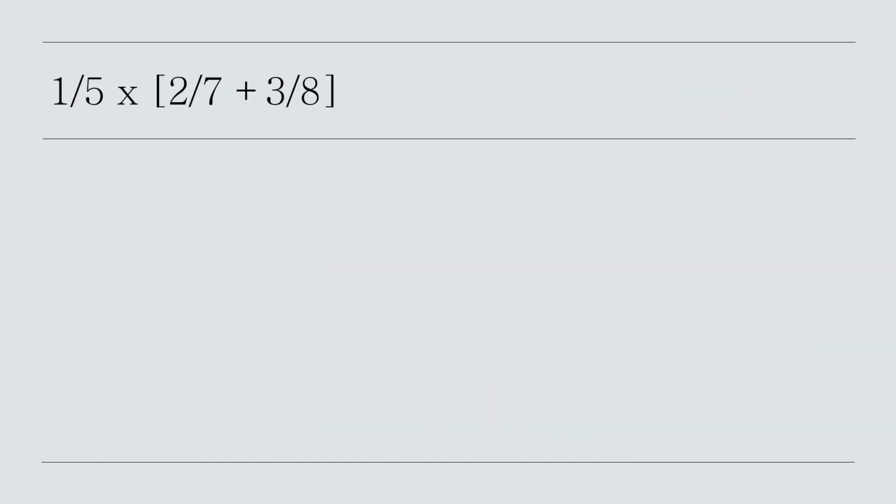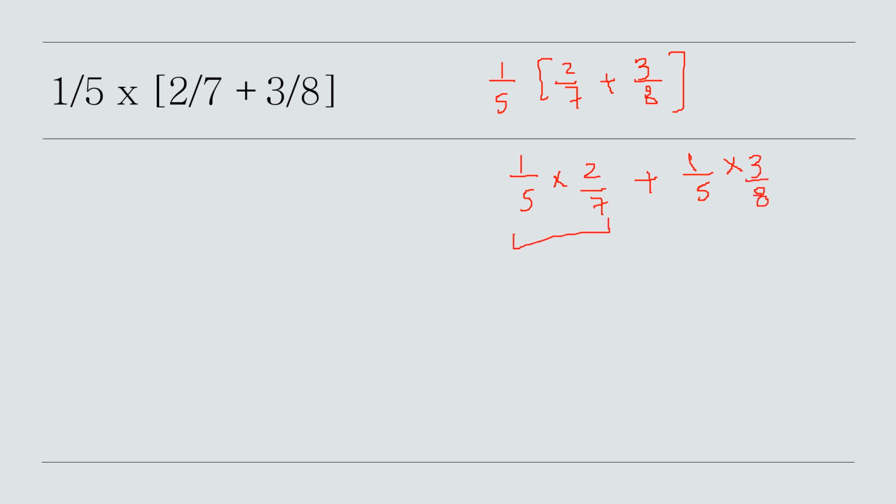Okay, again the distributive law. So what I can do here, let me rewrite it. So this is the question. I can distribute 1 by 5 multiplied by 2 by 7, then 1 by 5 multiplied by 3 by 8, right? These are two entities. Just solve them. Can I cancel anything here? No. Okay, so just multiply numerators and denominators separately. 2 1s are 2, 7 5s are 35, 3 1s are 3, 8 5s are 40.